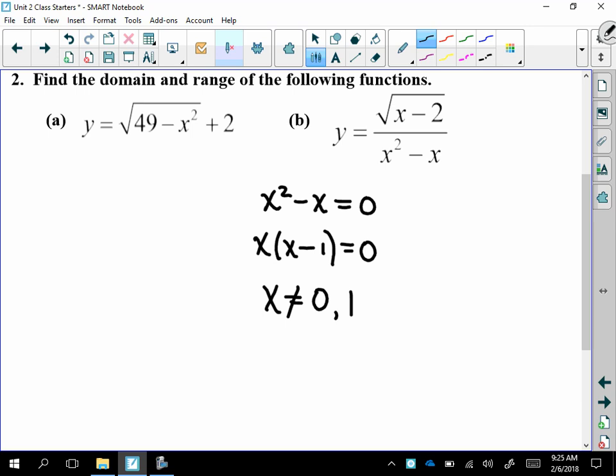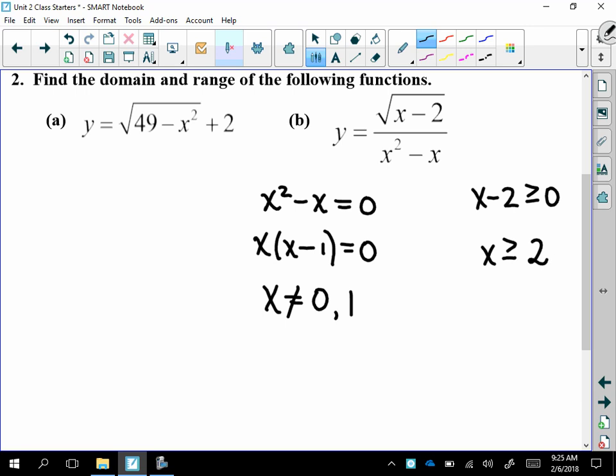But then we also have over here a square root. And we know that for square roots, what's inside that square root has to be greater than or equal to 0, which means that x has to be greater than or equal to 2.